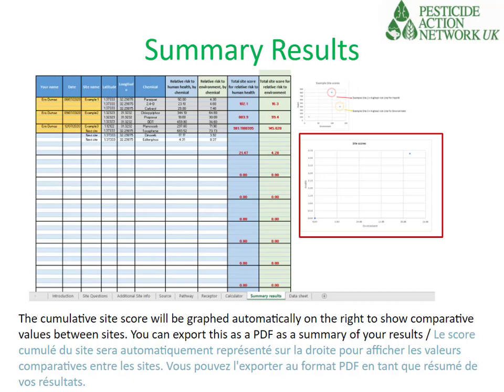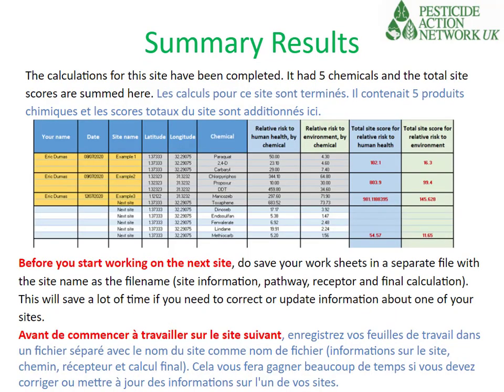Once you press that button in the calculator sheet, it'll keep adding to the Summary Results tab from whatever you want to calculate. Now you can export this as a PDF for a summary of your results and then input this directly into your report. So in this example, the calculations for this site have been completed. It had 5 chemicals and the total site scores are summed up there.